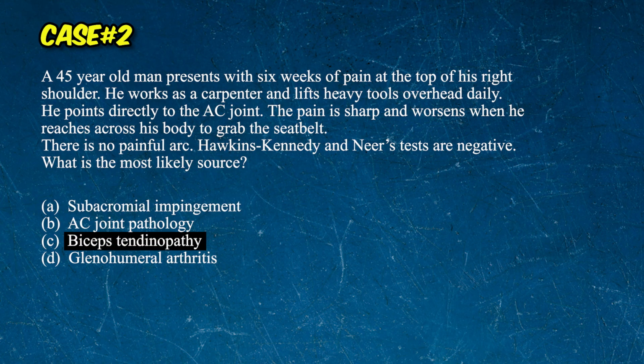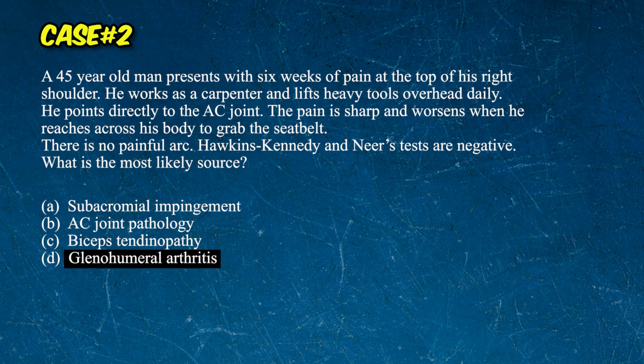Option C, biceps tendinopathy. Biceps tendon pain is felt at the front of the shoulder in the bicipital groove. It hurts with Speed's test or Yergason's test. Our patient's pain is on top, not in front, and his pain comes with cross body movement. That's not a biceps test. Different location, different provocative maneuver.